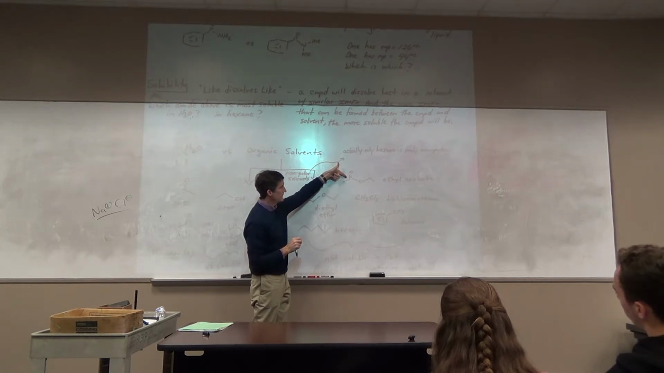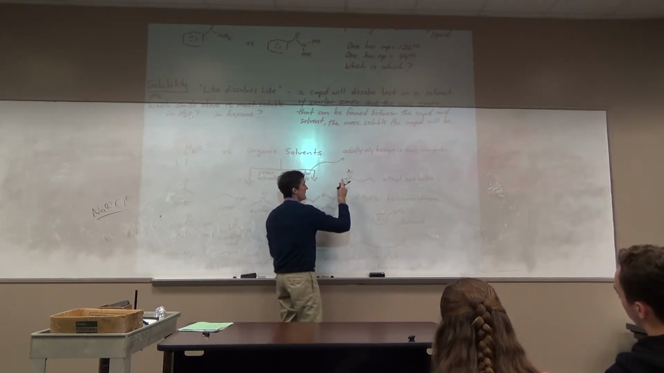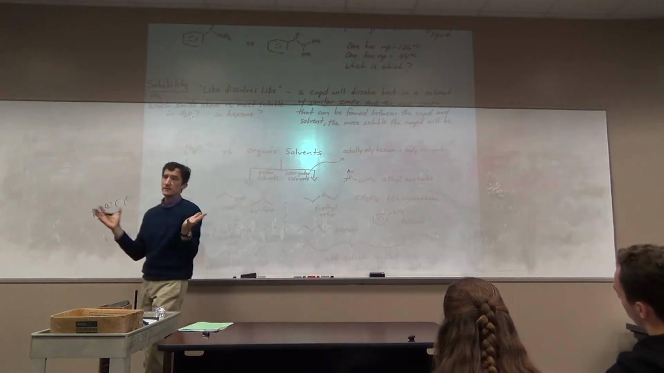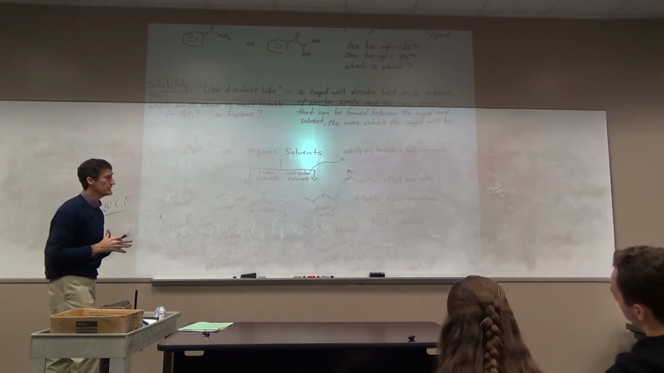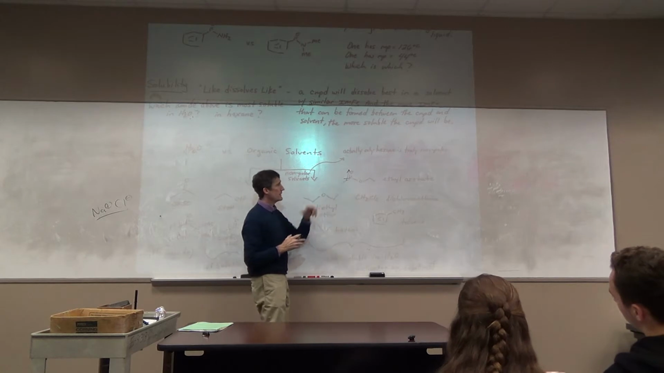Ethyl acetate is a polar molecule because it has a polar carbonyl. There's no symmetry, and the dipoles are not going to cancel. It's a net polar molecule, but it isn't soluble in water.